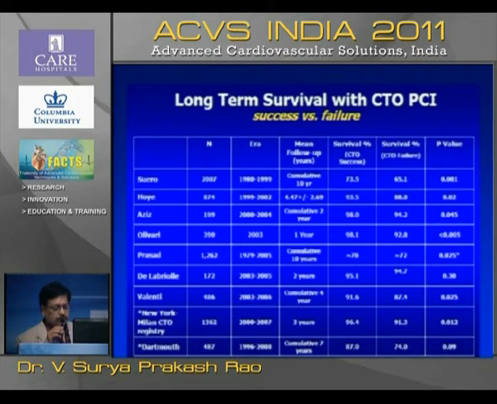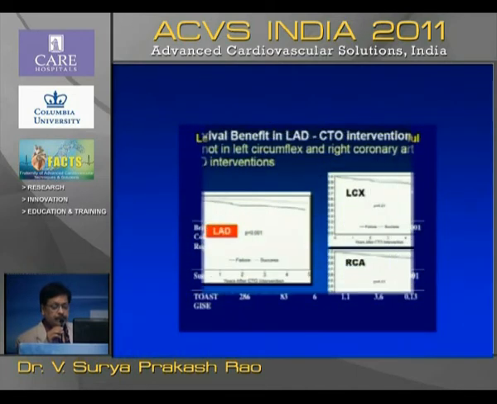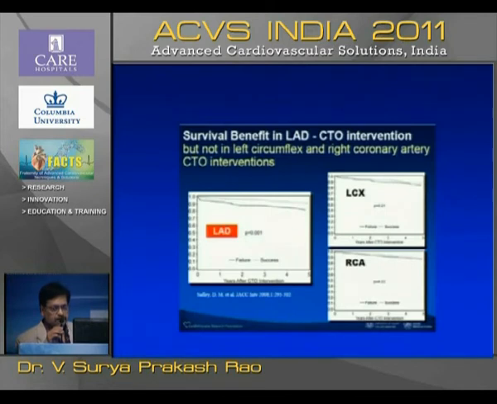In the long term, the p-values are significant in most of the studies. And you see, this is very important: the survival benefit has been seen in LAD CTO intervention. But it's not that you should not do the circumflex or RCA. They are very big vessels, and if the distal vessels are very good and you feel the success rate is high, it will benefit the patient, so you should go ahead.